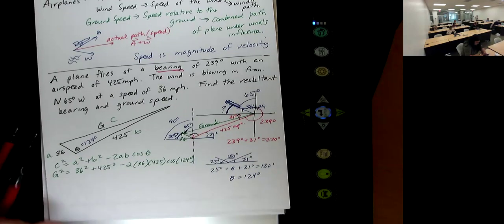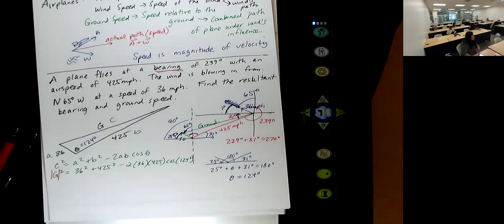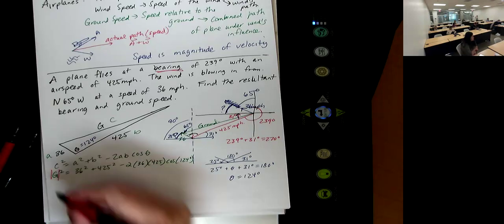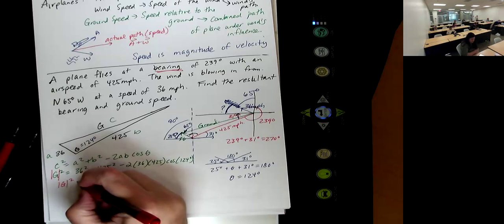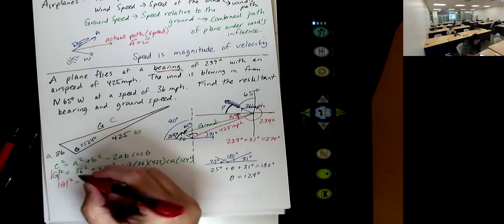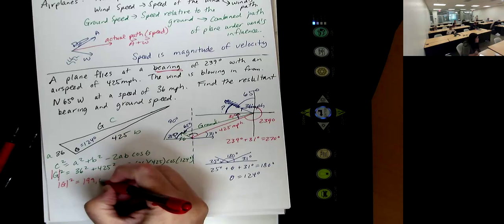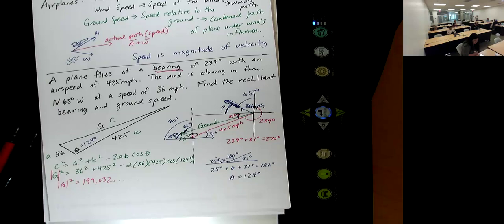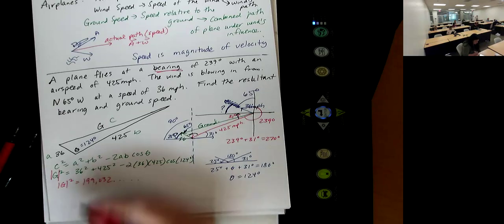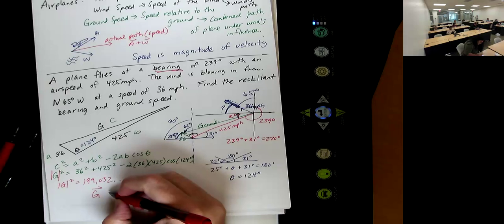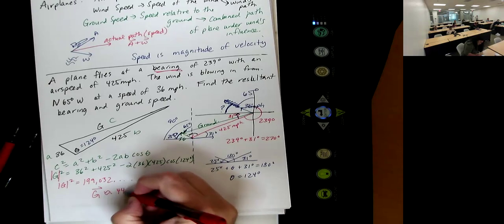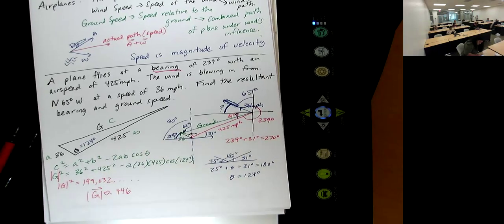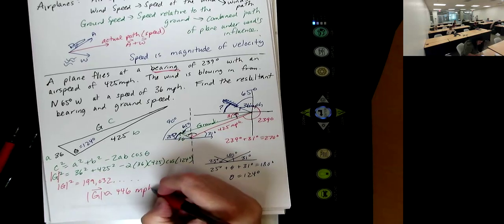And this is really the magnitude of g squared. I'm getting the magnitude of g squared is a high number, plus some change, unless I messed this up. And then I gotta take the square root of that. And I'm getting g is approximately 446, that was the magnitude of g. 446 miles per hour.